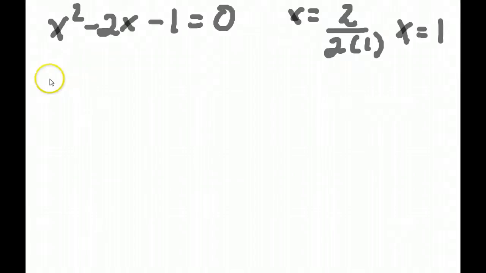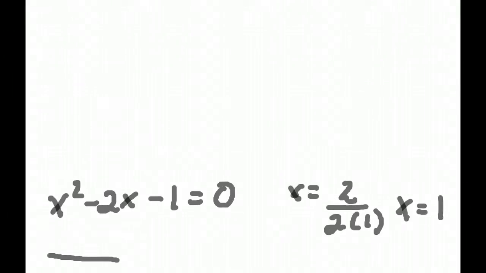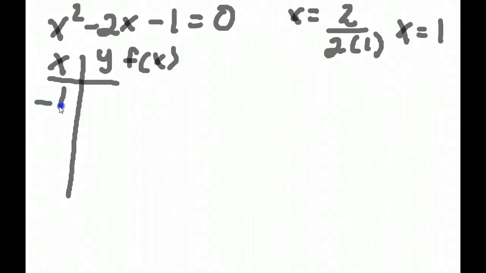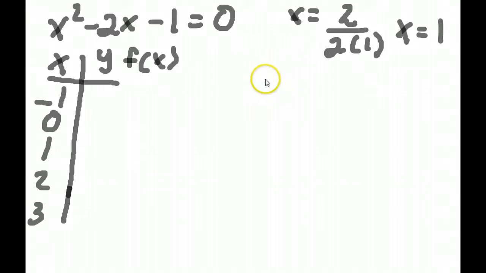Okay, so then when we make our table, we need to go 2 before and 2 after. So if x is 1, then x values are negative 1, 0, 1, 2, and 3. So that'll be 2 points before and 2 points after. And then let's plug those numbers into our quadratic equation.